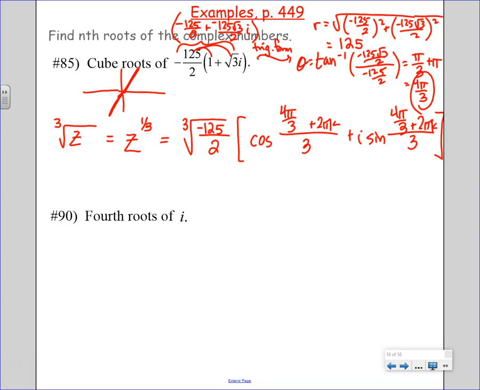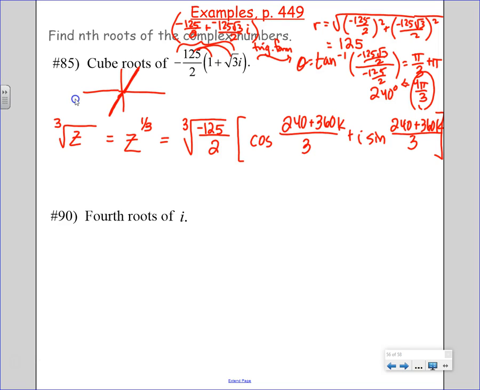Okay, now we have it. Just for the sake of simplicity, since you guys will think a little better in degrees, let me change to degrees real quick. 4 pi over 3 is the same thing as 180 plus 60, so that's the same thing as 240 degrees. So I'm going to write 240 plus 360k.